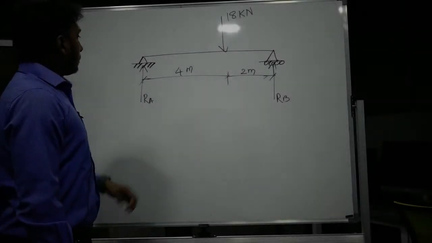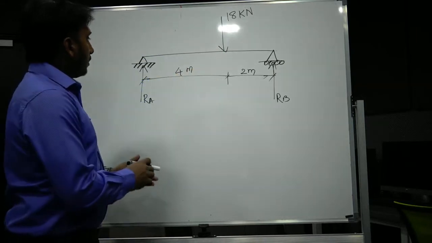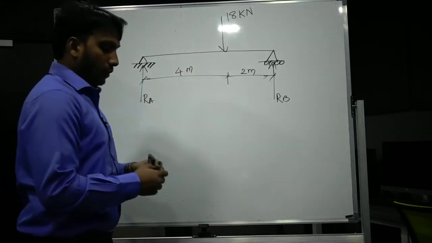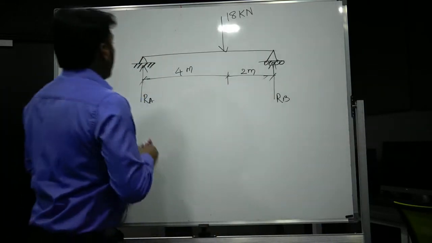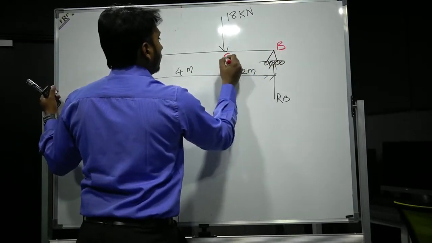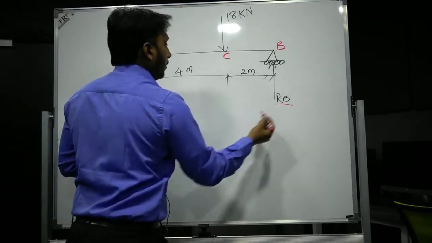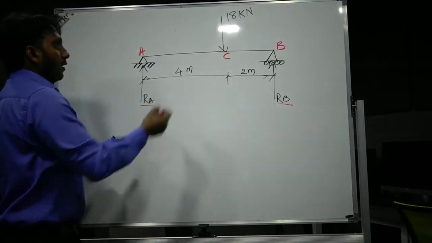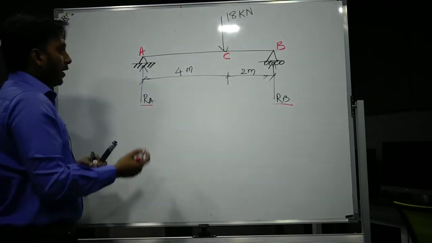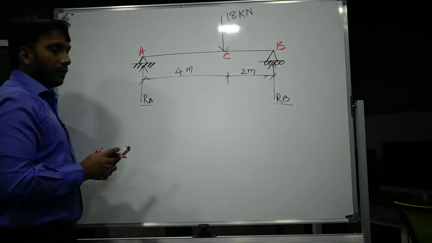So students, see this, we have a beam and the point loads acting are at 4 meter and 2 meter, and this is A, this is B and this is C. We have reactions RA and RB. Here when this is acting on a beam, we have to find out RA and RB, reaction at A and reaction at B.